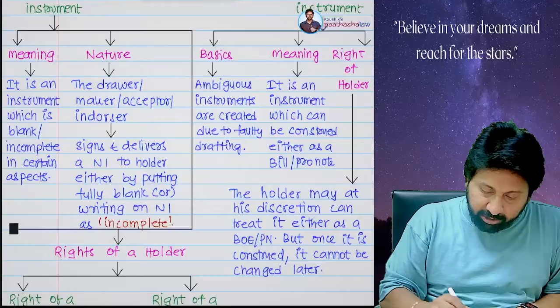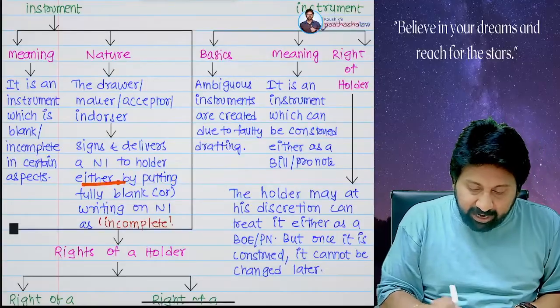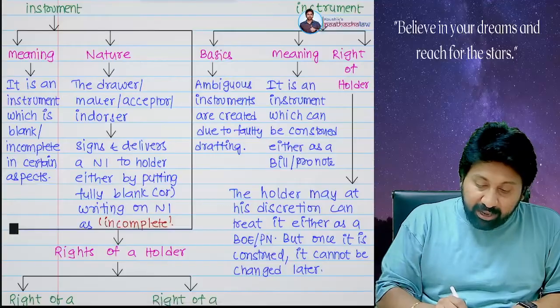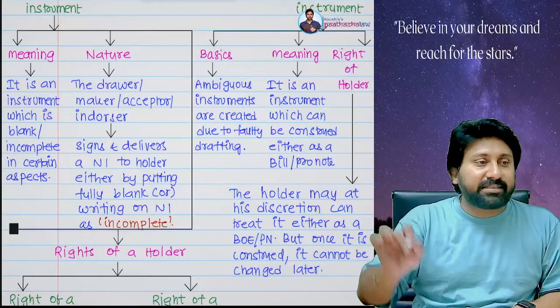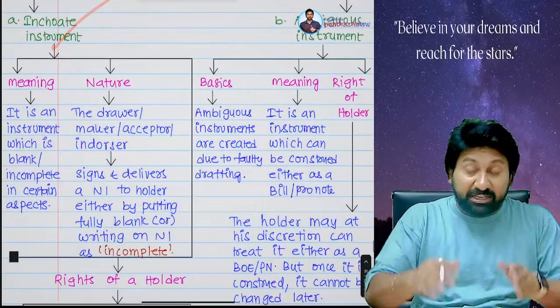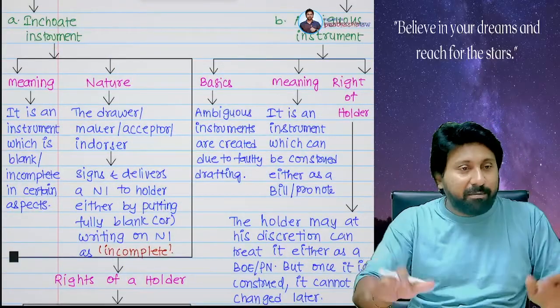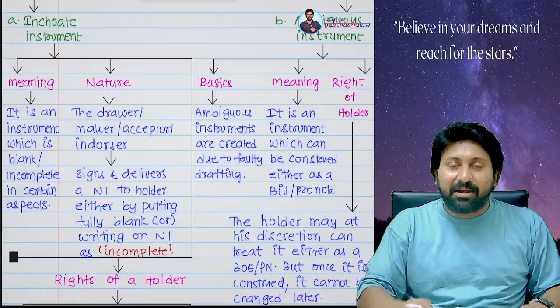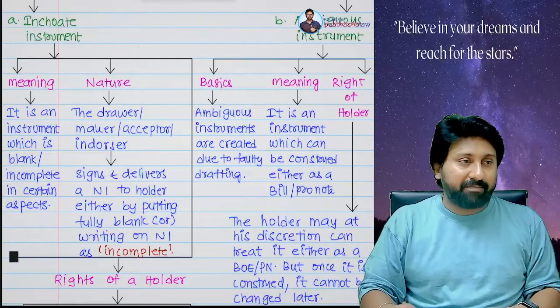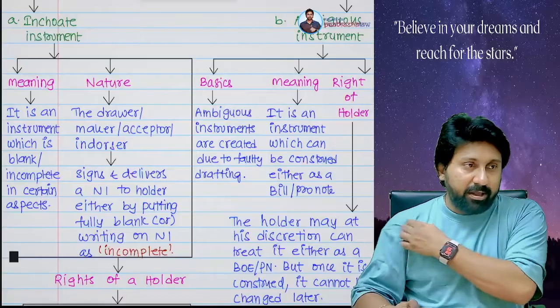Deliver a negotiable instrument to a holder, either by leaving it fully blank with only the signature made, or by writing on the negotiable instrument itself as incomplete. That's called an inchoate instrument. Mug up this, literally mug up, read it ten times and remember, at least till exams. Immediately in the exam, puke it out, complete it. But remember, it will come in the exam. Which one? Inchoate instrument.